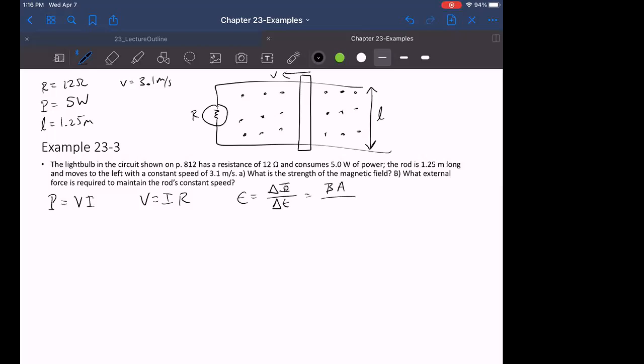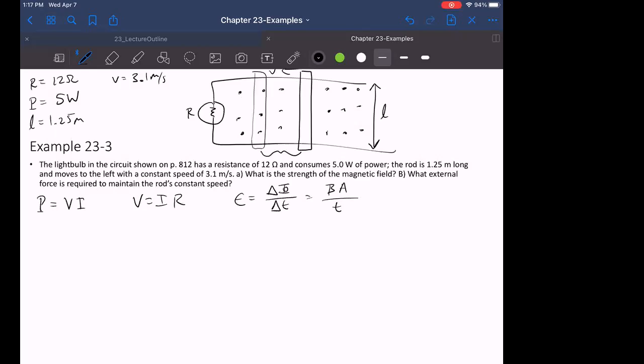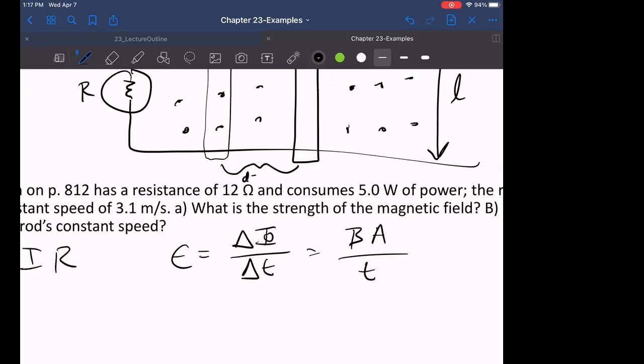We don't have to worry about an angle because we're staying perpendicular to it, right? So it'd be that, which is just going to turn into a 1. So it's BA over T. The area that we have is going to be, as this moves to the left, this distance here is velocity times time. If we call that distance D, that's velocity times time.